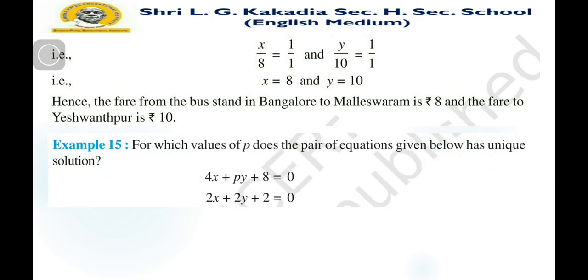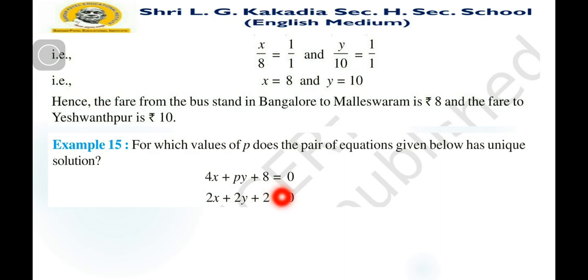So let's take example number 15. For which values of p does the pair of equations given below have a unique solution? We want to find the value of p such that the given pair of equations has a unique solution.